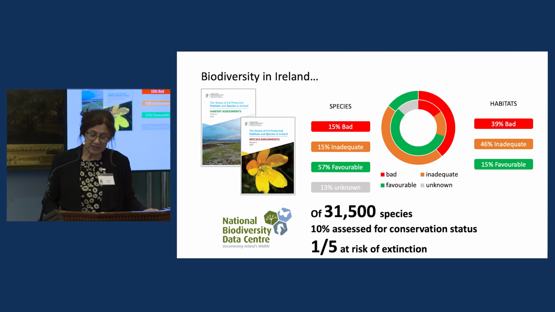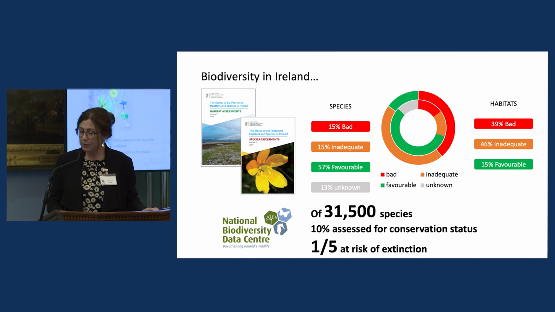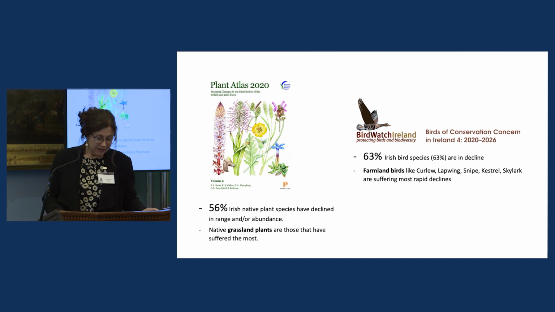So 1/3 of species and nearly 90% of habitats that are protected under the European Nature Directives are in an unfavourable state. Many of our species are at risk of extinction. Most of our native plant species, so 56% of our native plant species have declined in range and or abundance, and native grassland plants have suffered the most, which seems odd when we think that Ireland is largely covered in grassland. But it's because that grassland is usually very highly managed to maintain a low number of species.